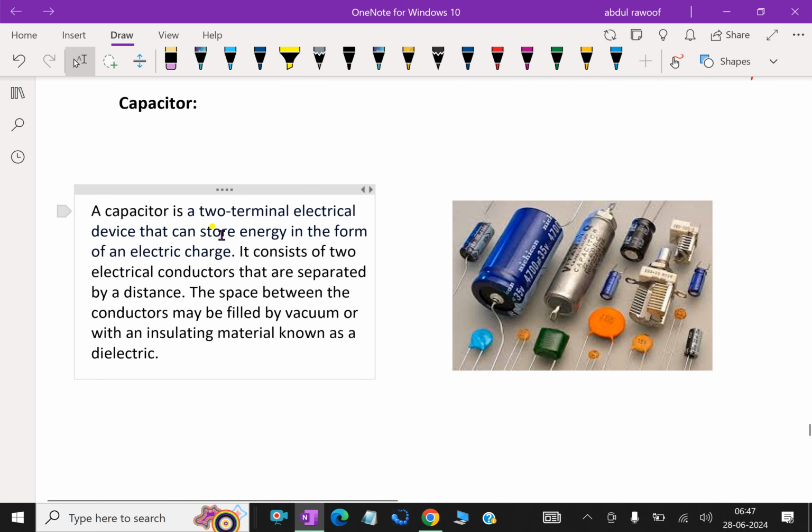A capacitor is a two-terminal electrical device that can store energy in the form of an electric charge. It consists of two electrical conductors that are separated by a particular distance. The space between the conductors may be filled by vacuum or by an insulating material known as a dielectric. These are different types of capacitors available in the market.